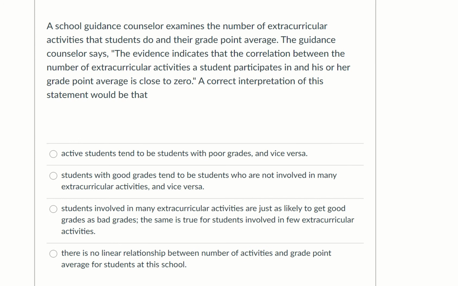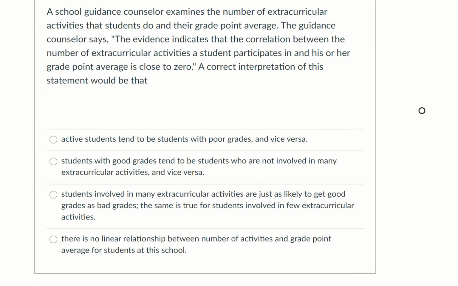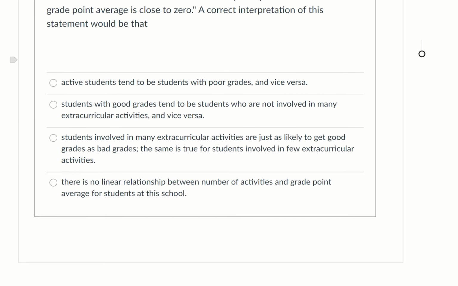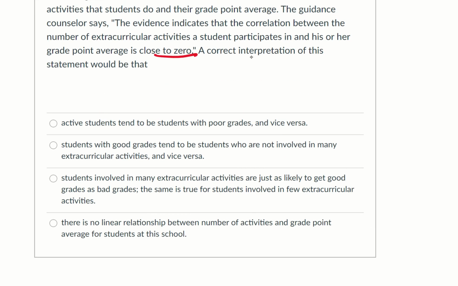All right, so question 18. A school guidance counselor examines the number of extracurricular activities that students do and their GPA. The guidance counselor says the evidence indicates that the correlation between the number of extracurricular activities that are participated in and the GPA is close to 0. A correct interpretation of this statement would be that, so 0 correlation. So if R is 0, what does that mean? That means that there's no relationship at all between the number of extracurricular activities and the GPA.